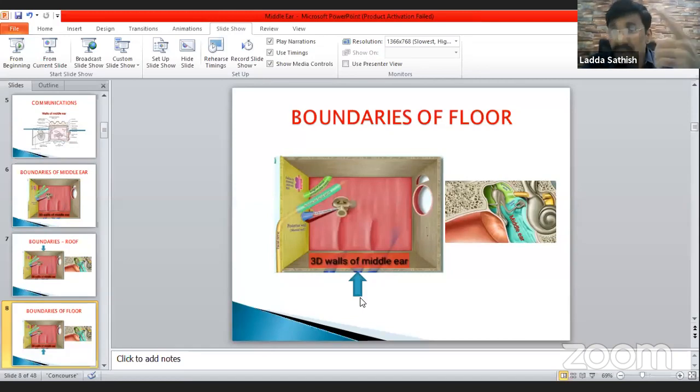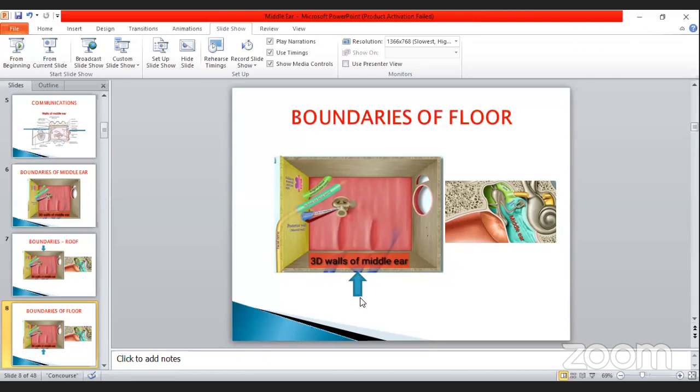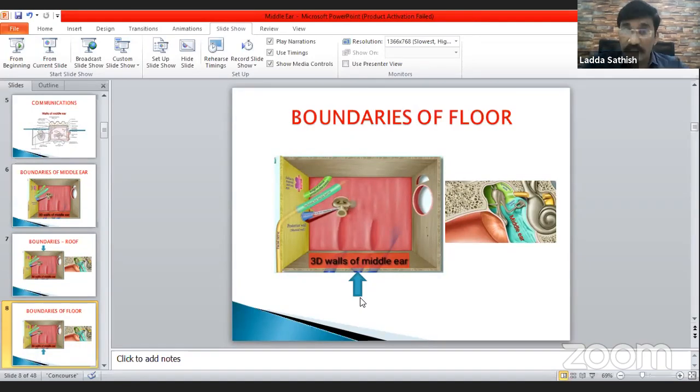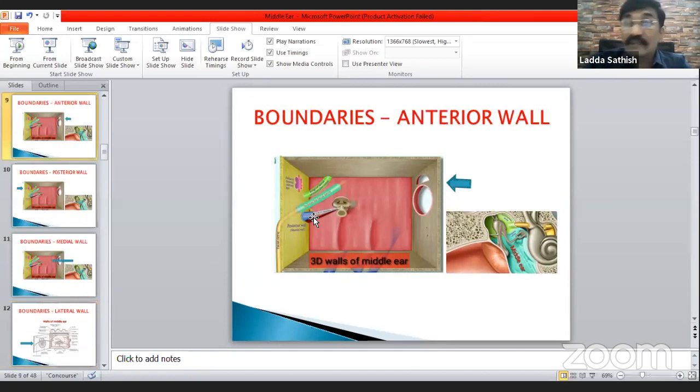Now the first is the tegmental wall, that is the roof. Second one is your jugular wall, that is between the jugular vein and the middle ear. Now the third. And third is the anterior wall, which is toward the anterior side. Suppose we are thinking of the middle ear in my body, if I am thinking of the middle ear in this position, this is lateral, this is medial, this is anterior, this one is posterior, this is roof, and this is floor. Now we are talking about the anterior wall, meaning the front side of the middle ear.